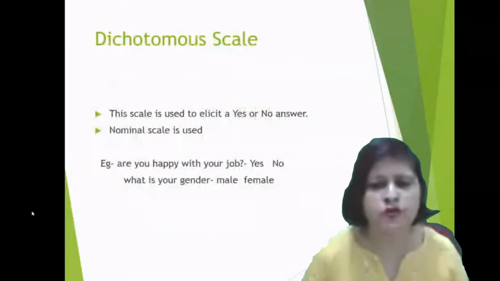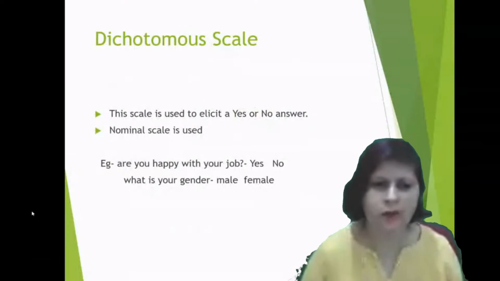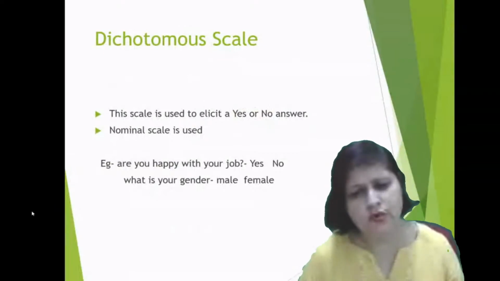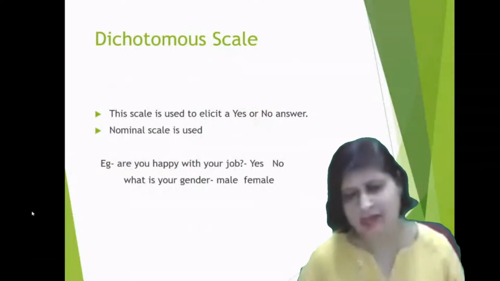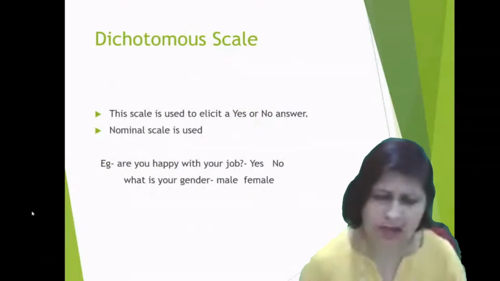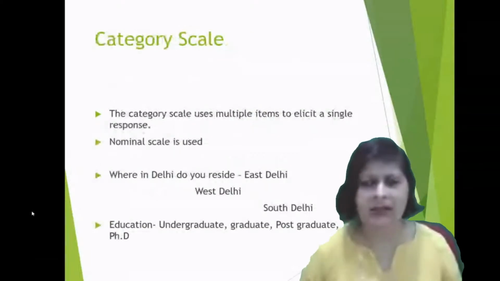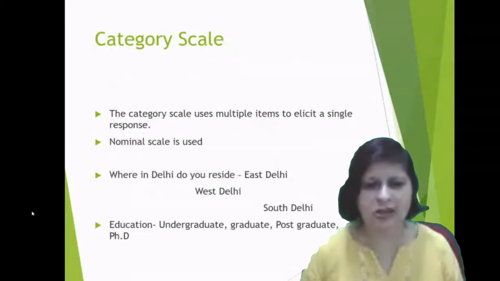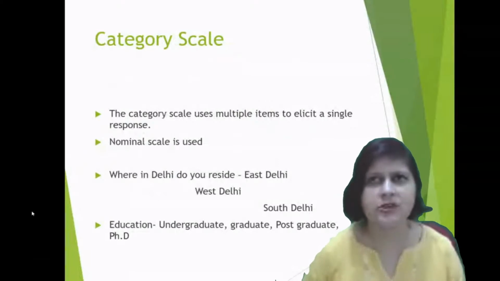The dichotomous scale is used to elicit a yes or no option, when we have two options and have to choose one. Normally a nominal scale is used, like: are you happy with your job, yes or no. Or gender, when we ask about gender, male or female. Next is the category scale. What is the category scale? The category scale uses multiple items to elicit a single response.